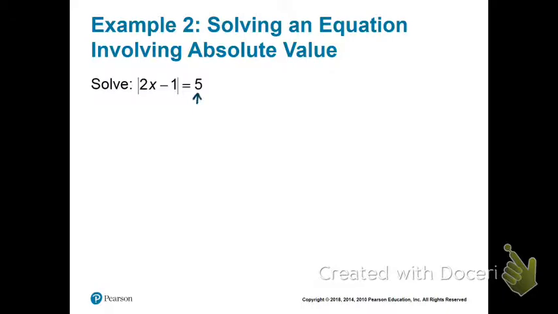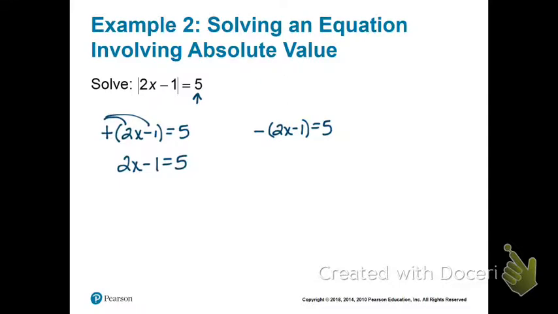All right, so because we got absolute value by itself, and that number's not negative, we're going to split it into 2 equations. So we're going to take the positive of what's inside, equal to that 5, and we're going to take the negative of what's inside, equal to that 5. And then just distribute. So we get 2x minus 1 equals 5. Remember, when you distribute a positive, it doesn't change anything.